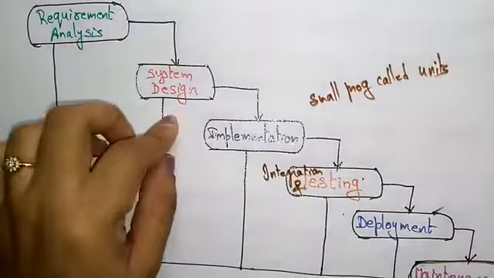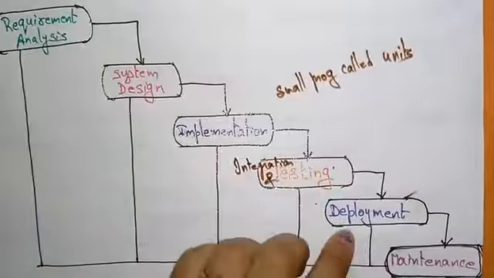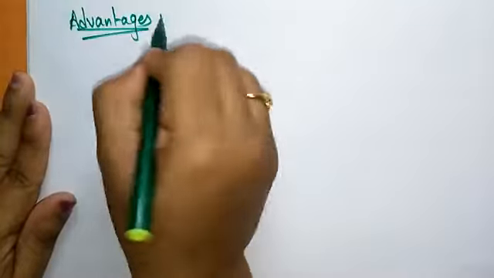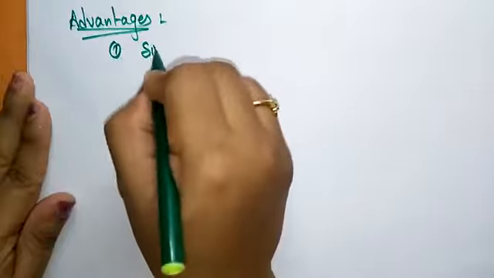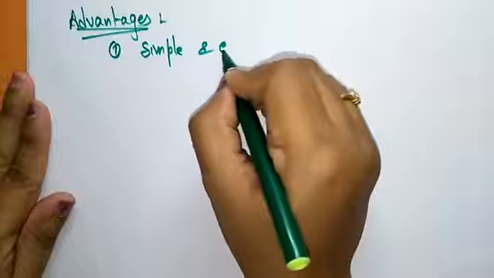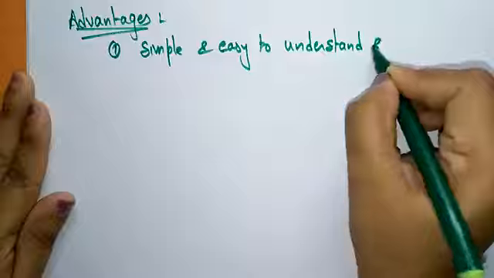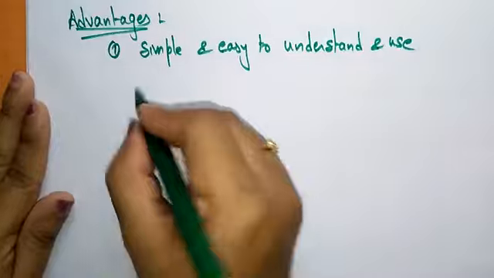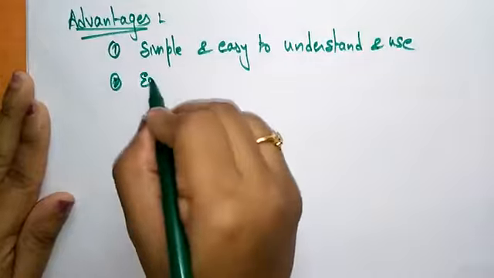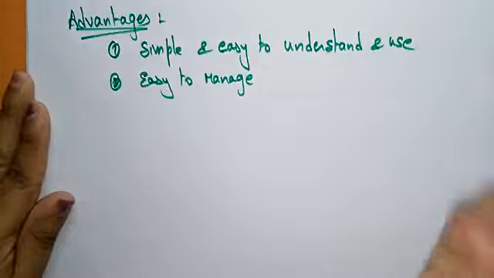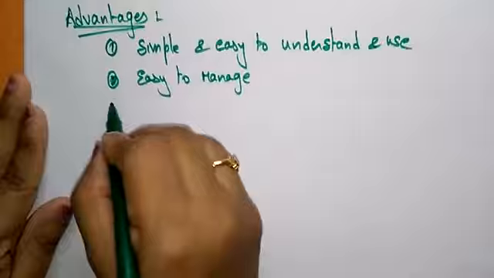So these are the different stages in the waterfall model: requirements, system design, implementation, integration and testing, deployment, and maintenance. Now let us see the advantages and disadvantages of using the waterfall model. Advantages. First, it is simple and easy to understand and use. Next, it is easy to manage, and each phase has a specific delivery and review process.